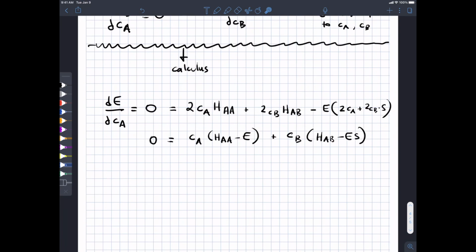We're going to do the same thing with the derivative with respect to B, and I'll show you that answer next time. We'll have two equations, two unknowns for CA and CB, and we're going to solve for what CA and CB are. And that will tell us how much of phi A and phi B are involved in the new molecular orbitals that we make.